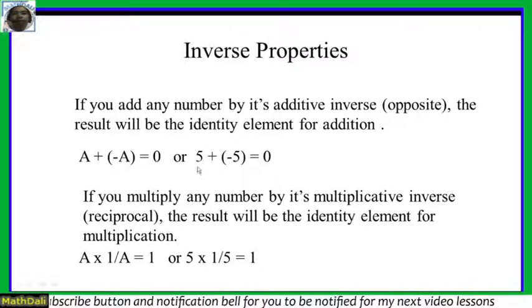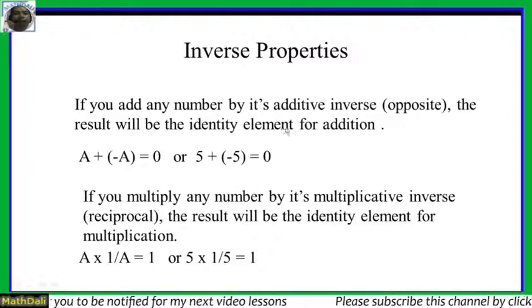Likewise, we have 5. Ano yung opposite ng 5? Negative 5. Pag pinag-add nyo yan, ang sagot ay yung identity element ng addition na 0.